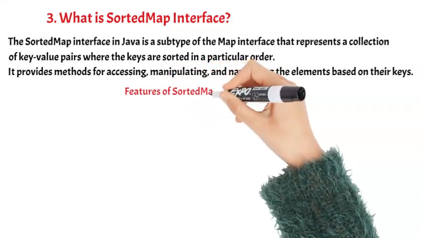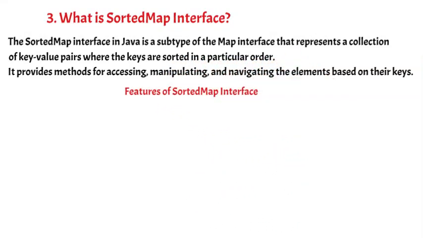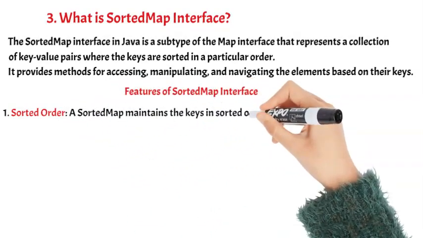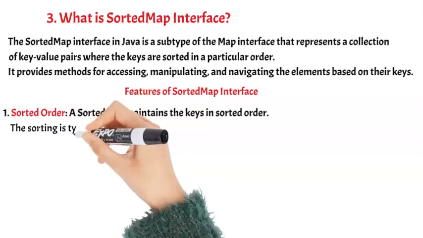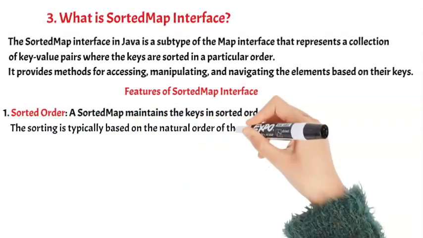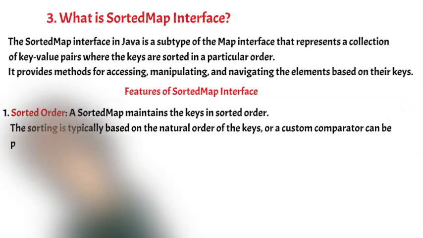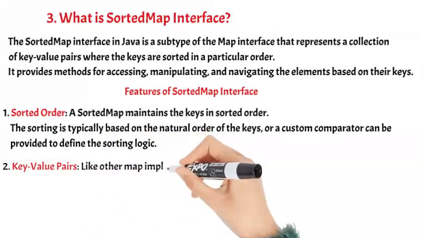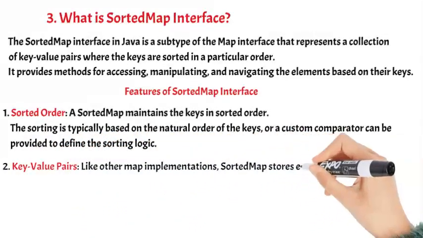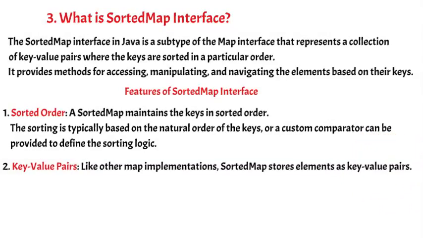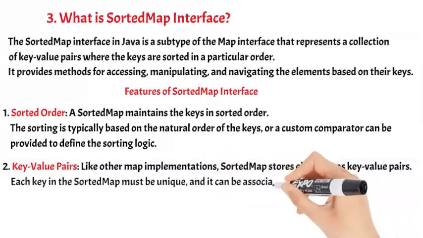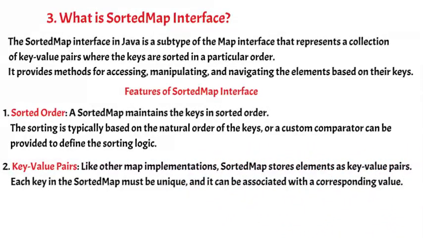Key features of SortedMap interface. 1. Sorted order. A sorted map maintains the keys in sorted order. The sorting is typically based on the natural order of the keys, or a custom comparator can be provided to define the sorting logic. 2. Key-value pairs. Like other map implementations, SortedMap stores elements as key-value pairs. Each key in the sorted map must be unique, and it can be associated with a corresponding value.